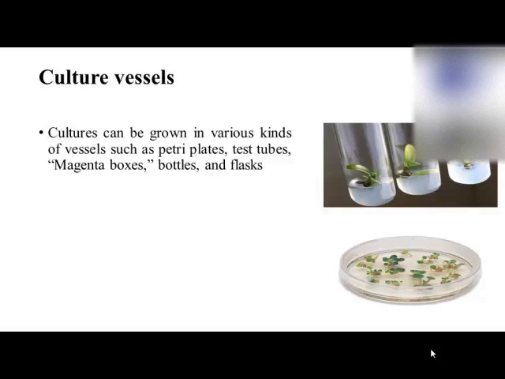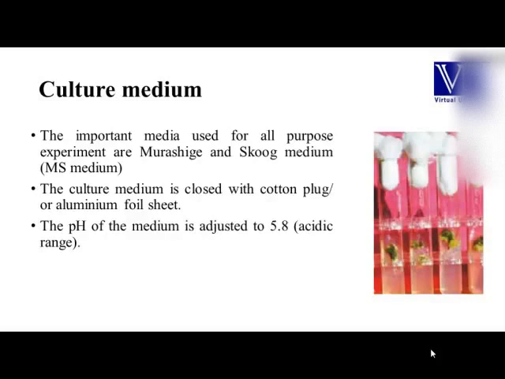Different types of culture vessels are used in plant tissue culture. These include Petri plates, test tubes, magenta boxes, bottles and flasks. In the picture you can see plant tissue culture grown in Petri plates and in test tubes. Culture medium. The important medium used for all-purpose experiments is MS medium. The culture medium is closed with a cotton plug or aluminium foil sheet, and the pH of the medium is adjusted to 5.8. That is, an acidic range of pH is required for the culture medium.